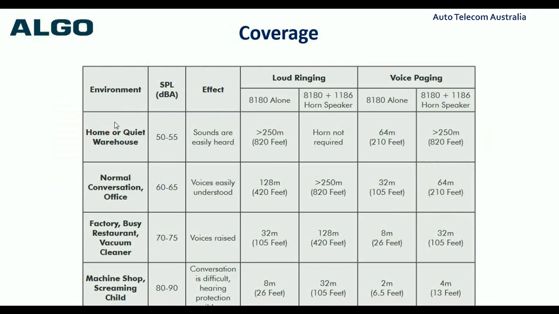The coverage of an 8180: this table goes through various examples: home, natural, normal conversation, factory, busy, machine shop, etc. It just gives you an idea of what coverage an 8180 will give. So for example, in a quiet warehouse, a lone 8180 would be 250 meters. Voice paging would be 64 meters. It just gives you a snapshot of what sort of coverage you're going to get. But remember, this will entirely depend on the environment that you're working in. This is a guideline only.